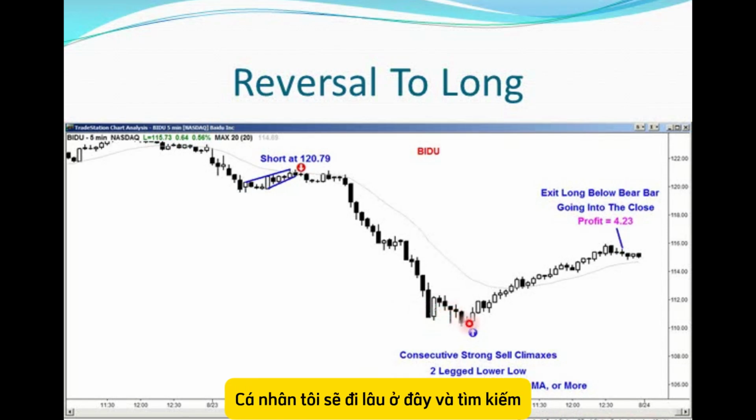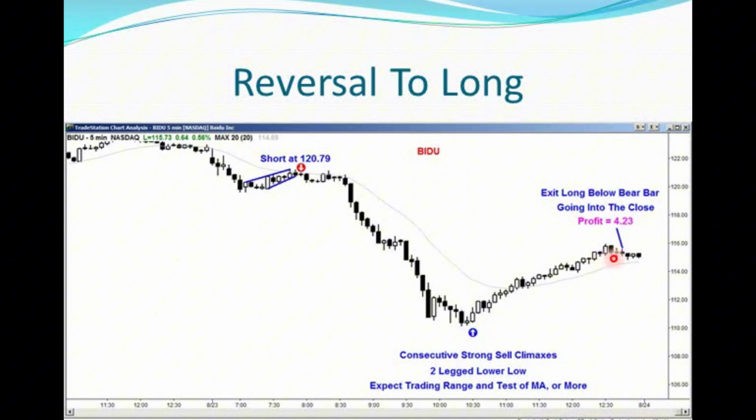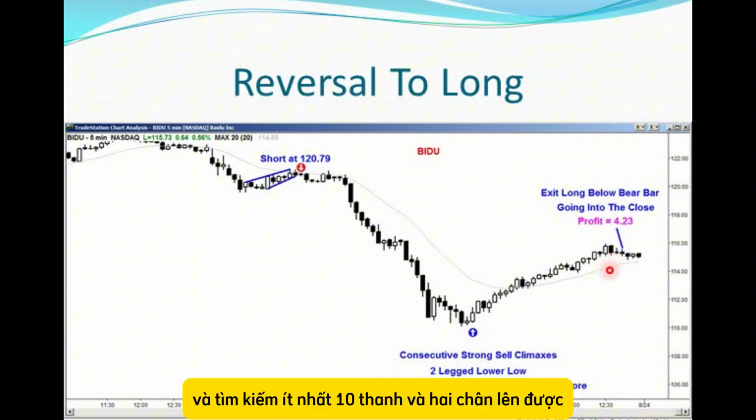To me, I personally would go long here, and I would look for at least 10 bars, 2 legs up to at least the measured move, maybe to the top of the bear spike. And had I bought here, I would be holding long and looking for at least 10 bars and 2 legs up.